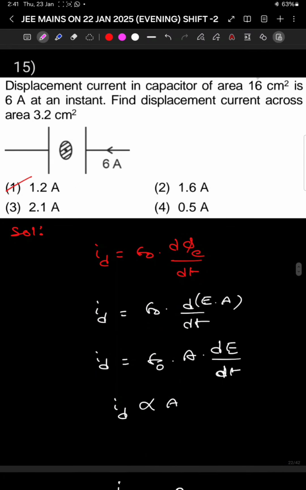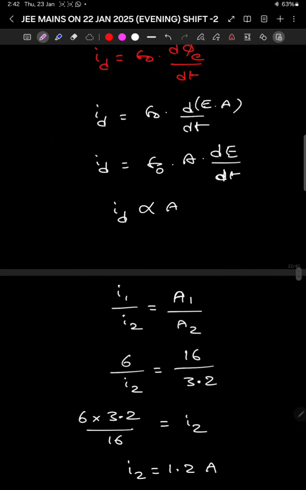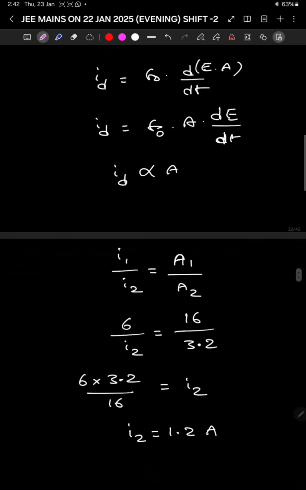Next question. This question belongs to displacement current in electromagnetic waves. Displacement current formula: epsilon naught d phi by dt, where phi is the electric flux. Electric flux formula: E dot A. Area is constant, so I can take it out, dE by dt. Displacement current is directly proportional to area. So here I1 by I2 and A1 by A2 are given. Substitute to find the I2 value. It's a direct question. You can solve it easily.